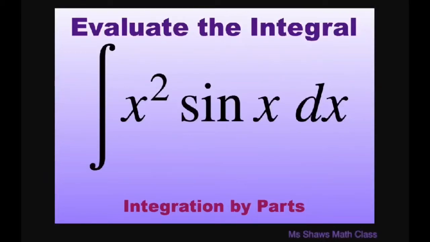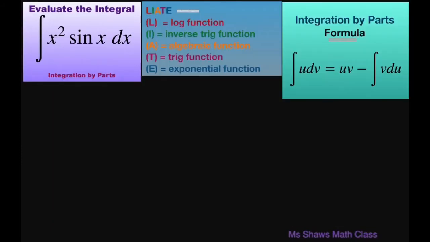Everyone, we're going to evaluate the integral of x squared times sine of x dx by using integration by parts. Now, for integration by parts, this is the formula. So we need a u and a dv. One of these has to be u, one has to be dv.